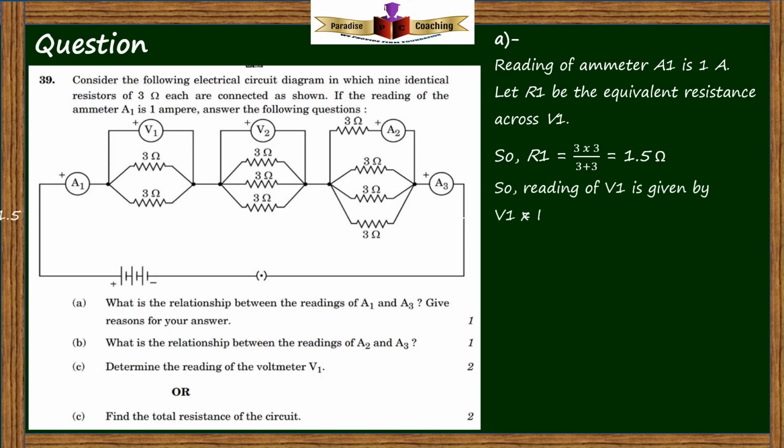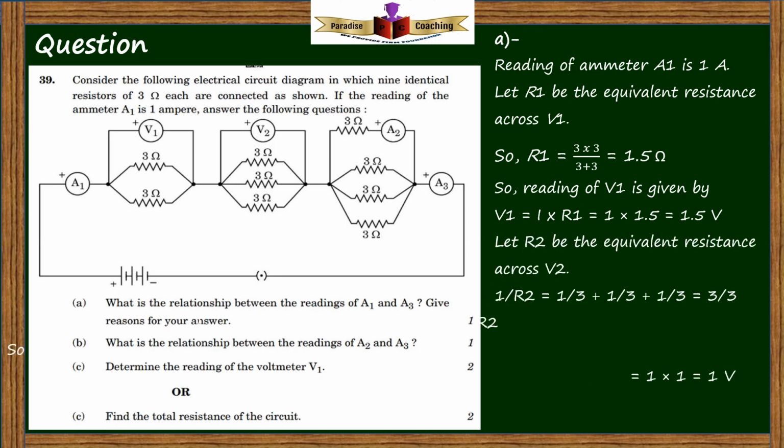Voltage V1 is the voltage drop across R1. By Ohm's law, it is calculated as V equals IR. The reading of V1 is 1.5 volt. Similarly, R2 is the equivalent resistance of the combination of 3 resistors of 3 ohm each. Now R2 is 1 ohm. Reading of voltmeter V2 is 1 volt.